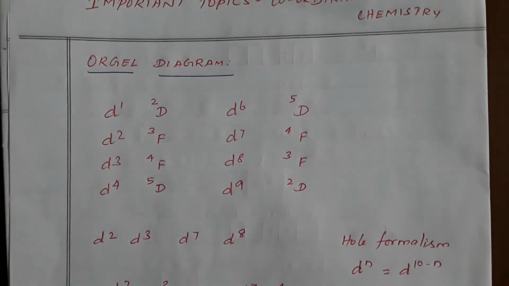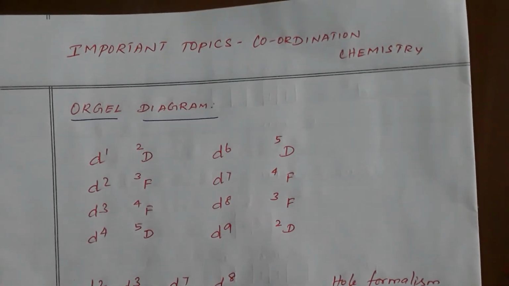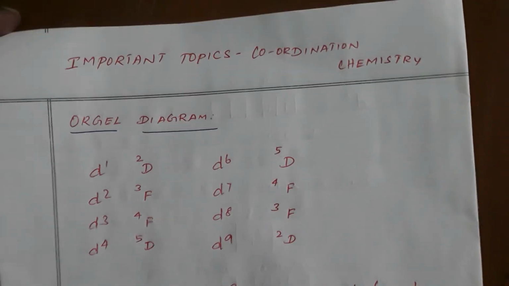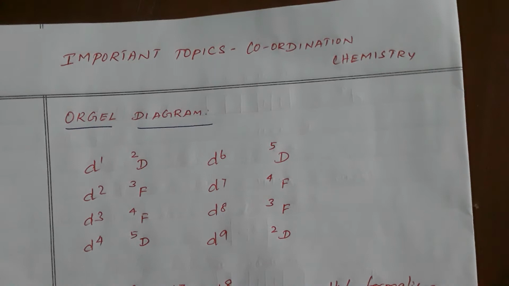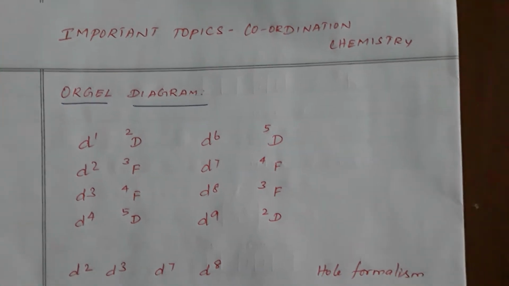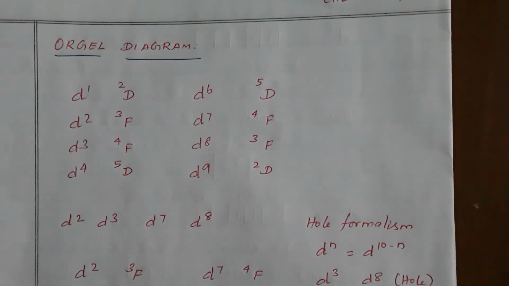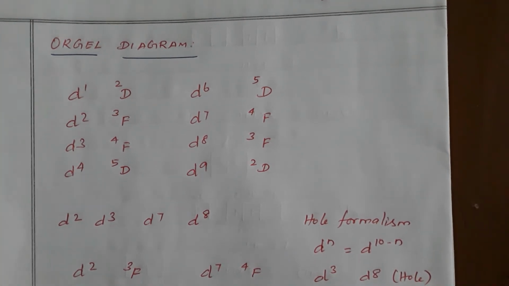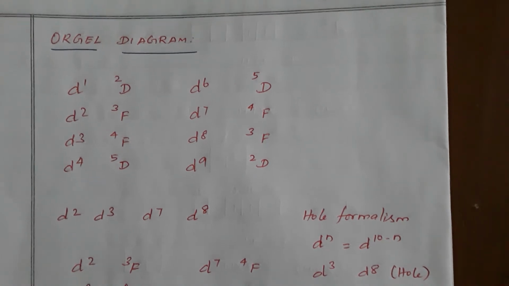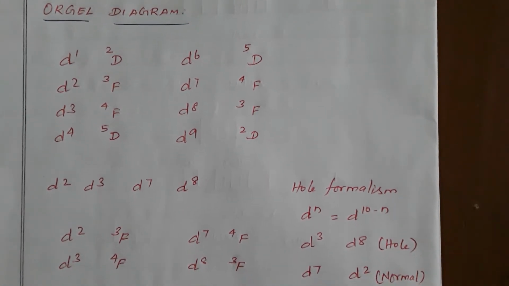Dear students, now we are going to see an important topic in coordination chemistry. This is the second part of the orbital diagram. In the previous video, we discussed the D term symbols. Now we are going to see the molecular symbol for F.